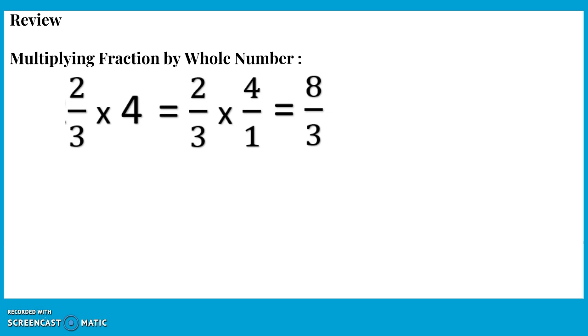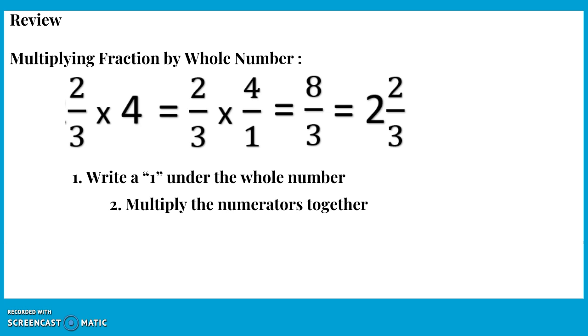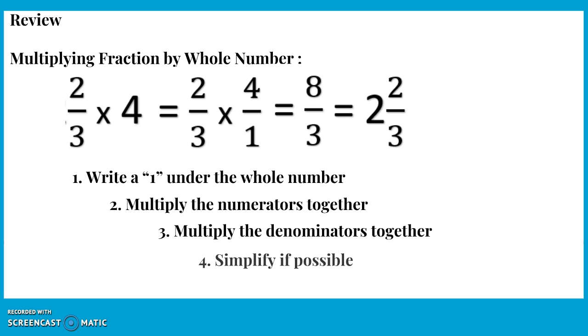But if you notice, now we have an improper fraction. And to simplify an improper fraction, the best course would be to turn it into a mixed number. 3 goes into 8 2 times, which is 6, and we would have 2 left over. So 8/3 is going to become 2 and 2/3. So again, if we have a whole number, we write a 1 underneath it. Then we multiply the numerators together, multiply the denominators together, and then simplify if possible.